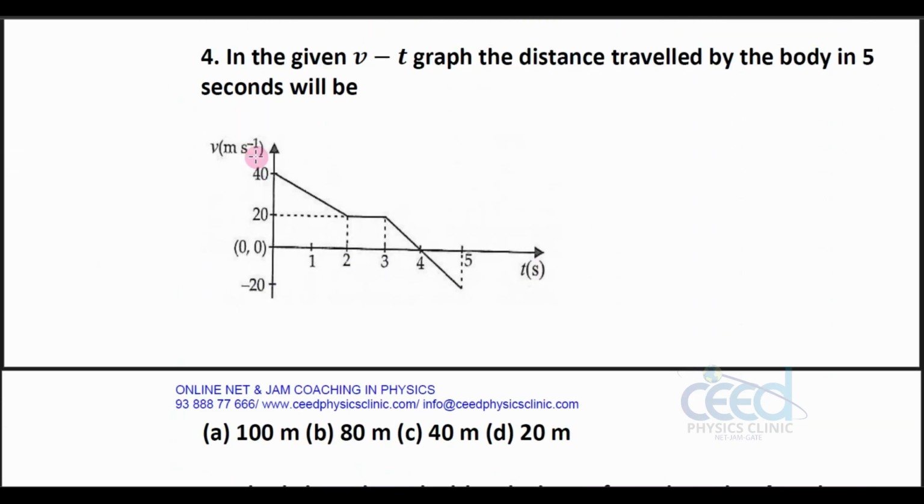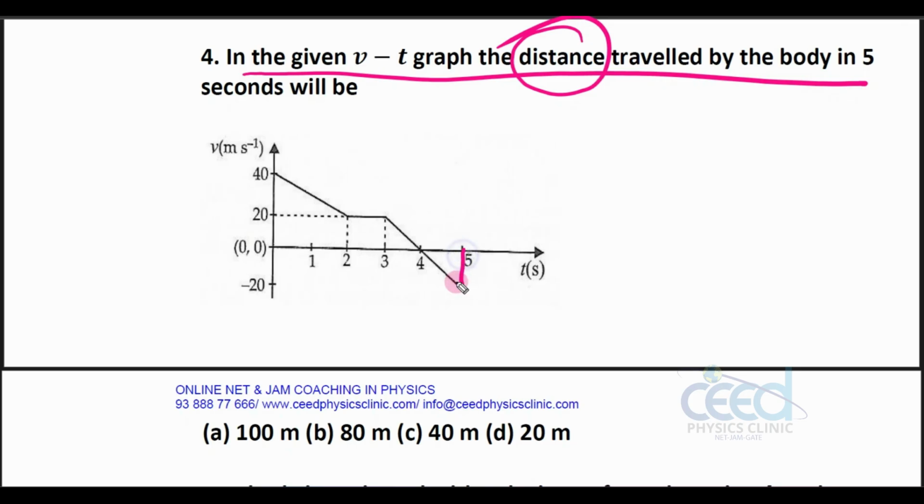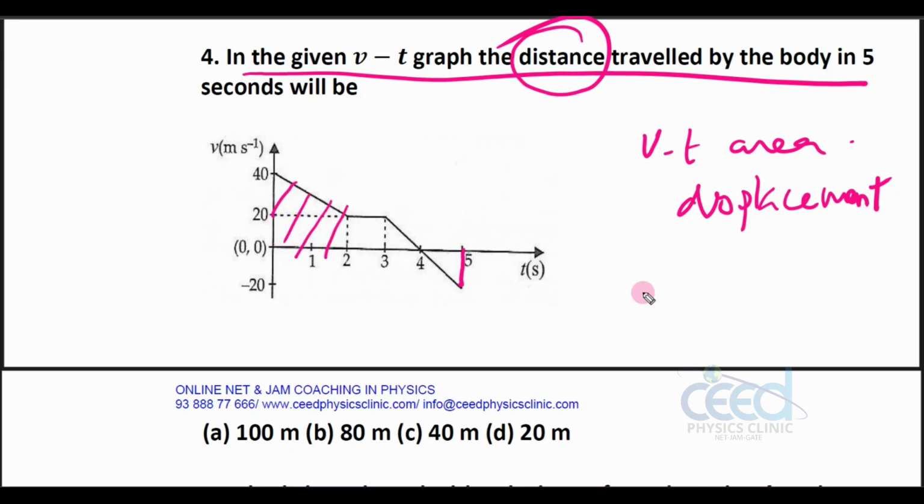Now here another question is given. In the given v-t graph, the distance traveled by the body in 5 seconds will be? See, in a velocity time graph the area is displacement only. To find distance, we should consider negative area as positive area, because distance has no direction. So this area plus this area plus, what is that area?